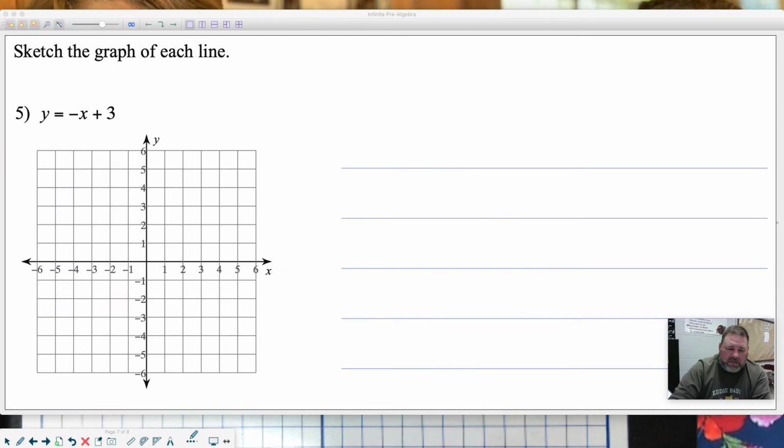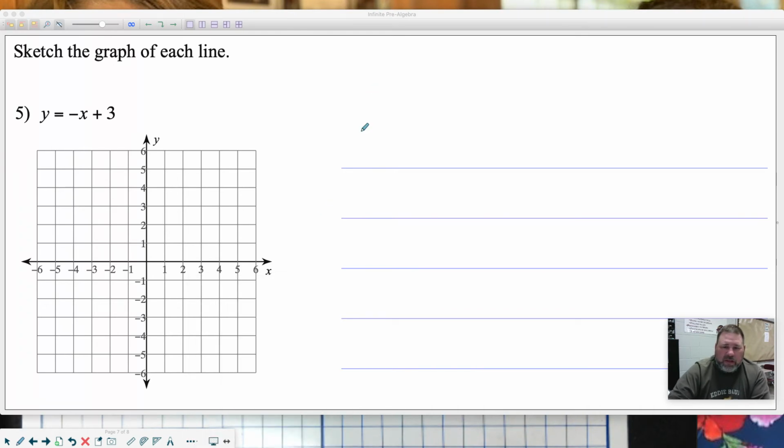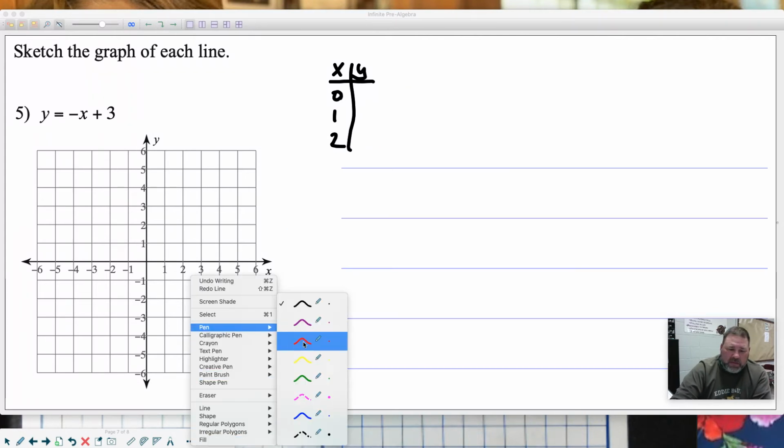So again, start off with our T-chart. 0, 1, and 2 are usually good places to start. And let's plug those in.